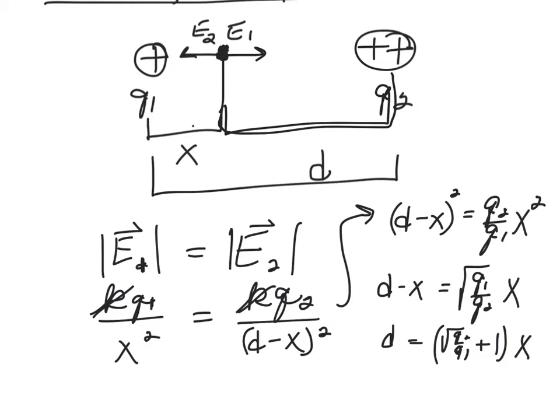Notice I made a mistake here. This should be Q2 and this should be Q1. And so we added x to both sides. You end up with this. And so x is equal to d divided by that thing in the brackets. Okay, now let's go to question 9.